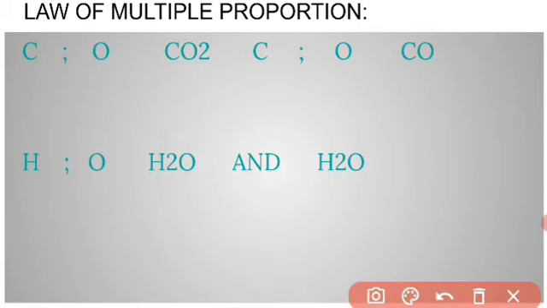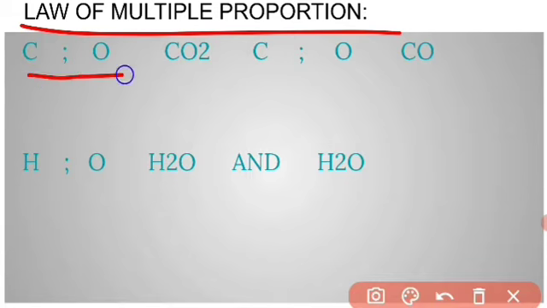So let us see this example, the law of multiple proportion, wherein it says that when two elements combine to form more than one compound, then the different masses of one element which combine with a fixed mass of the other element bear a small whole number ratio to one another. You will understand this.